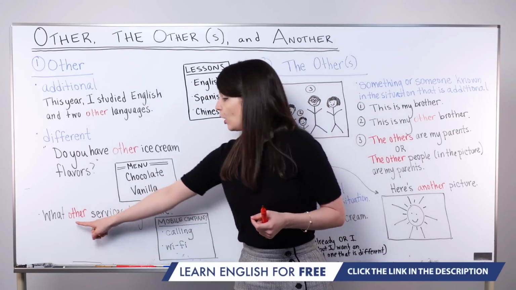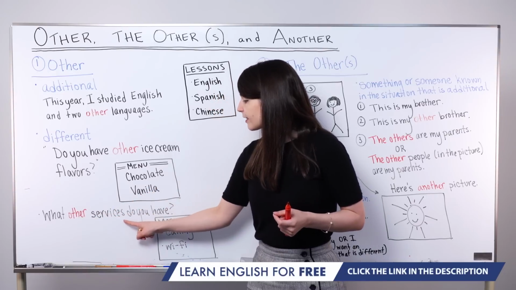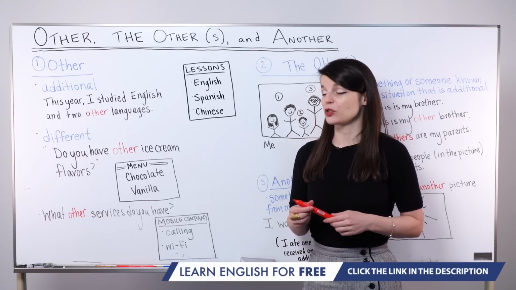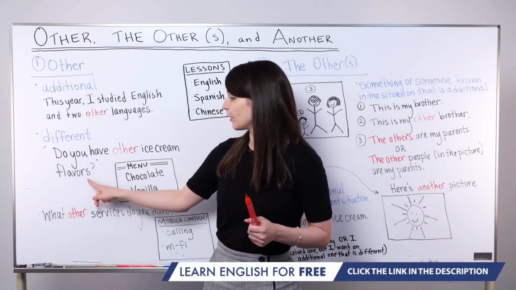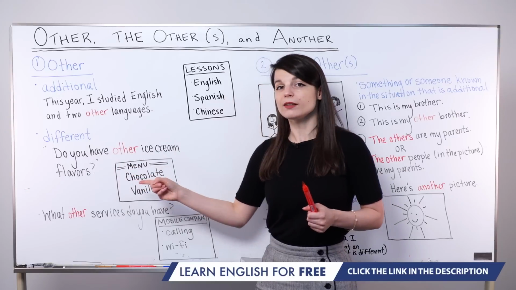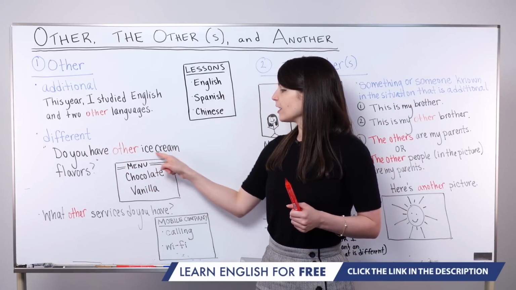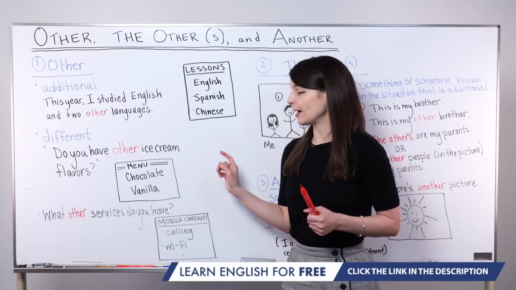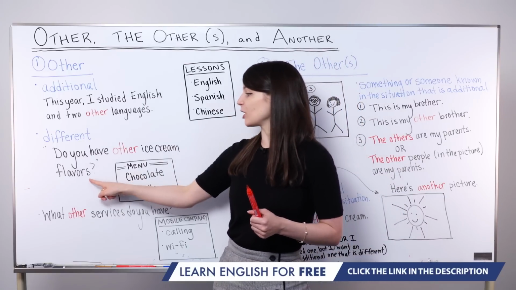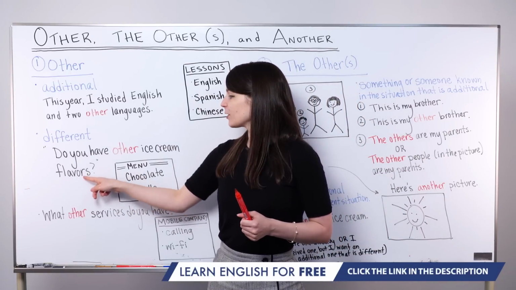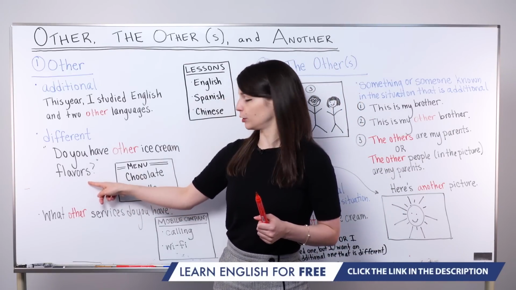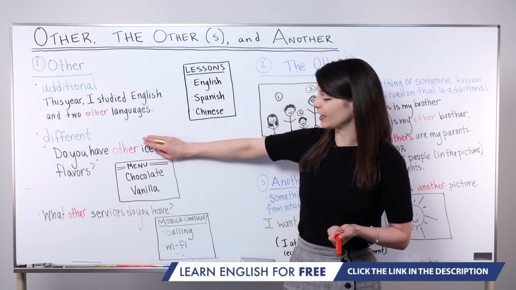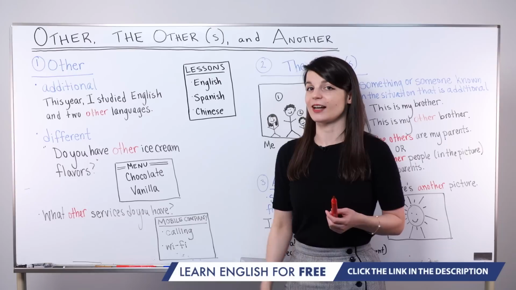So again, notice we're using other plus this countable noun, services, just as we did with this countable noun here. So notice as well, do you have other ice creams is not quite so natural. We would not say that. We're looking specifically for ice cream flavors, so that's why we use flavors in the plural. If you want, you could drop ice cream. Do you have other flavors? Because it's understood that this is an ice cream shop.